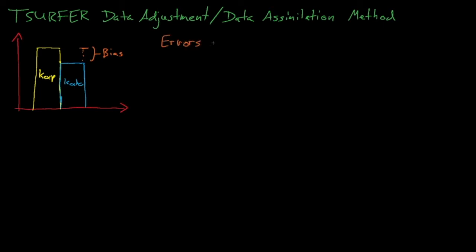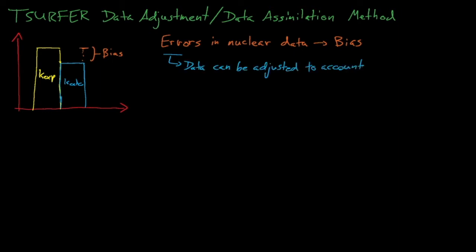Since our code is a high-fidelity Monte Carlo code with a minimal method bias, and since the fundamental theorem of TSUNAMI states that errors and uncertainty in nuclear data are the main drivers for computational bias, then in theory, we should be able to adjust our nuclear data in a way that causes our simulated k-effectives to agree with our experimental k-effectives almost perfectly, or at least to within the bounds of the experimental measurement's uncertainty.